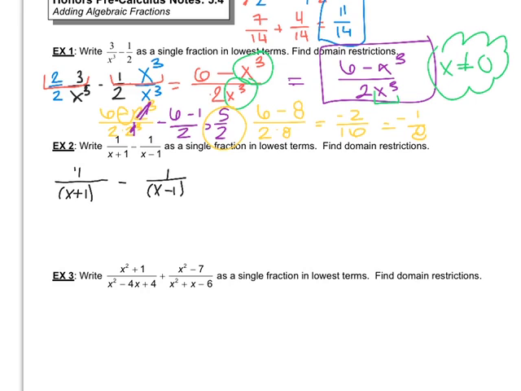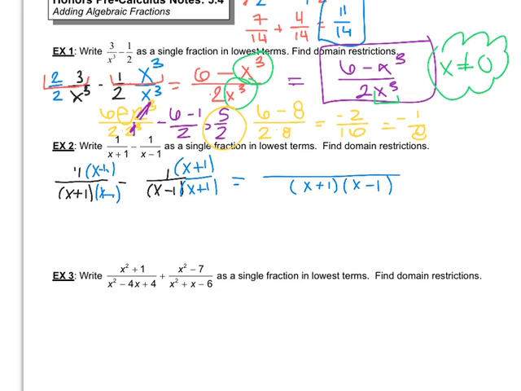So the common denominator is x plus 1 times x minus 1. That means I need to multiply this first fraction by x minus 1 over x minus 1. And I need to multiply the second fraction by x plus 1 over x plus 1. This will result in my sum with a denominator of x plus 1 times x minus 1. The numerator is where you need to slow down and be careful, because I see a lot of common errors arise here.